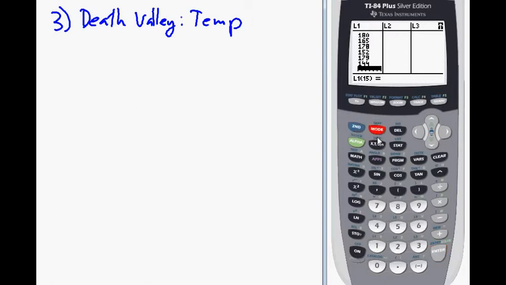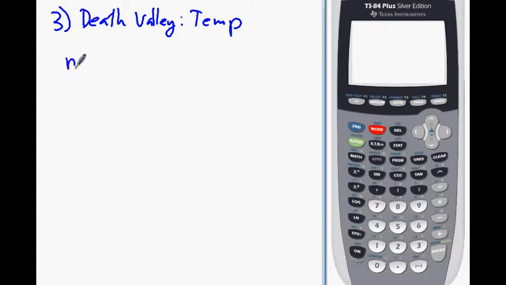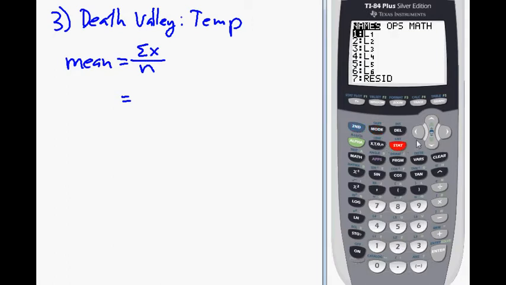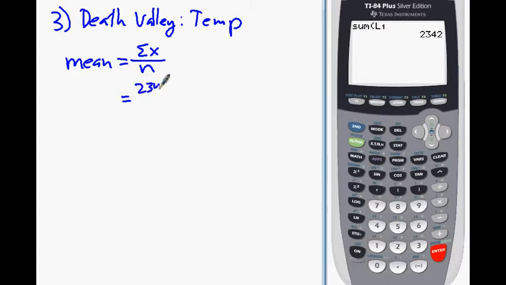So one thing that I can do is for the mean, we know that the mean is the sum of all the data over the number of data. And so I can go through and I can go into my list and I think over in math we have the sum function. Alright, so we can use the sum of L1 and we have 2,342.